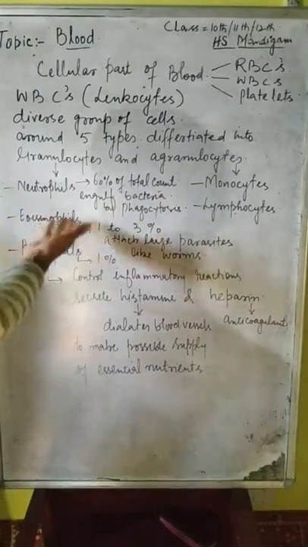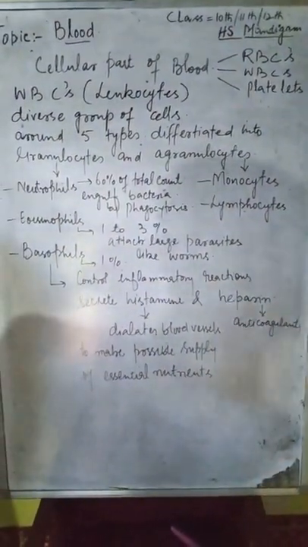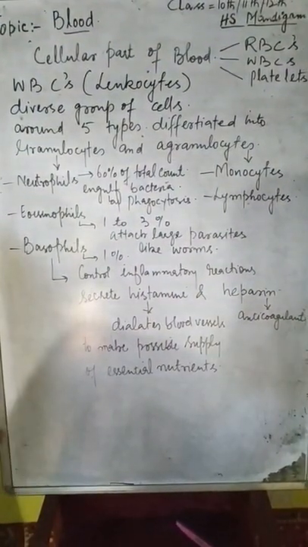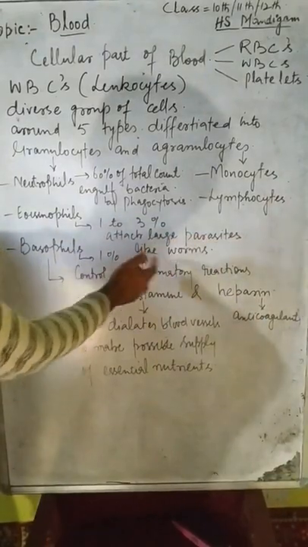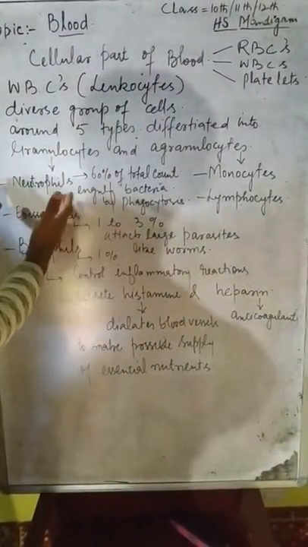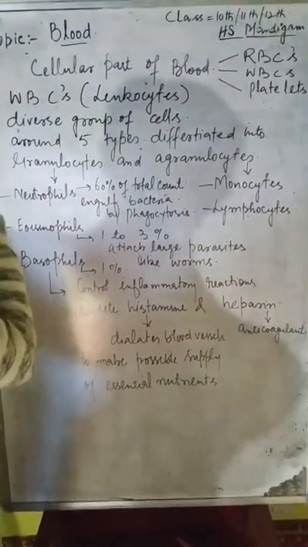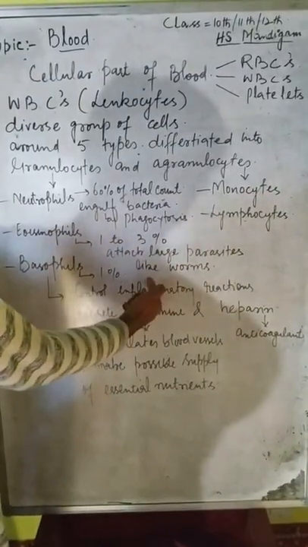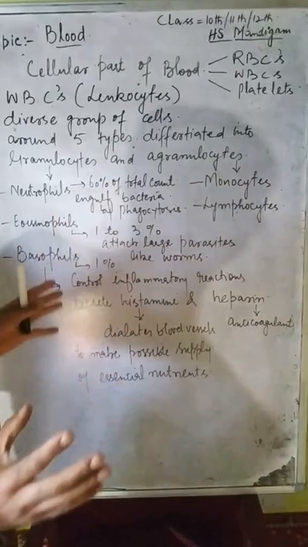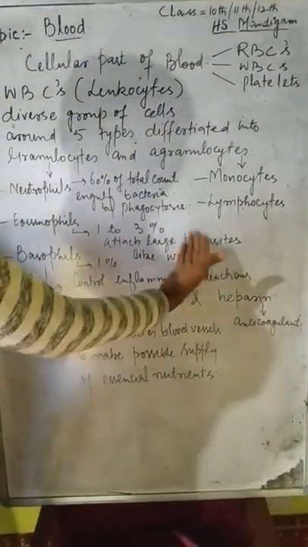And then eosinophils, they are the cells which are around 1 to 3% in our blood. These eosinophils are responsible for attacking large parasites like worms, which are present in our body. Those parasites or worms cannot be engulfed by neutrophils. So a large number of eosinophils cluster around the worms or the large parasites, and then they secrete powerful digestive enzymes, and cause the destruction of the large parasites.